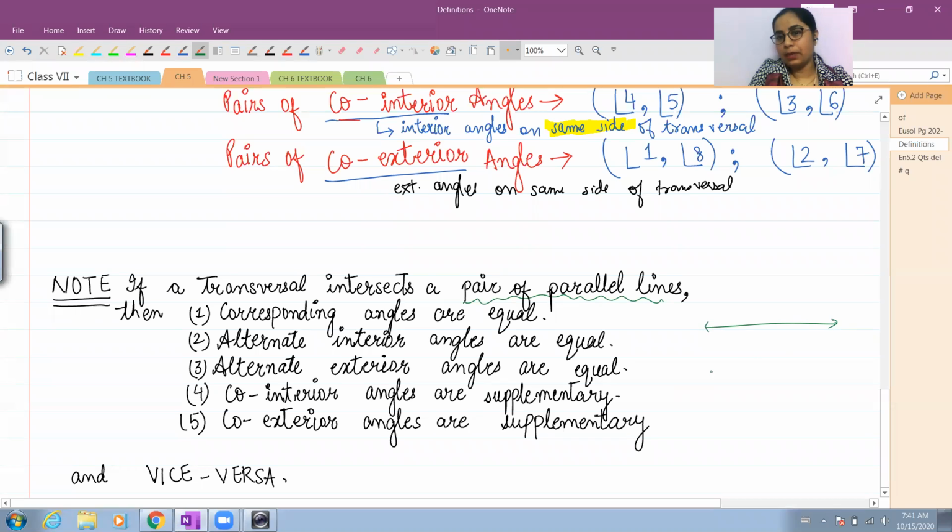So if I have a pair of parallel lines, let us say L and M are parallel lines, and there is a transversal which intersects these two. So this is the transversal. The red line has crossed both L and M. So this is my transversal, and I will have all the angles I discussed above.